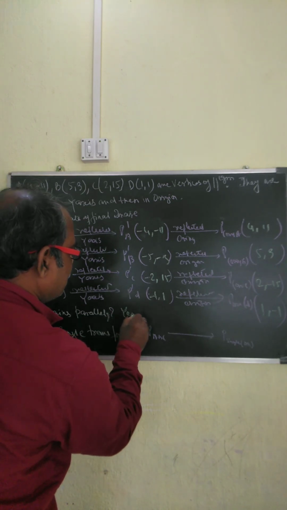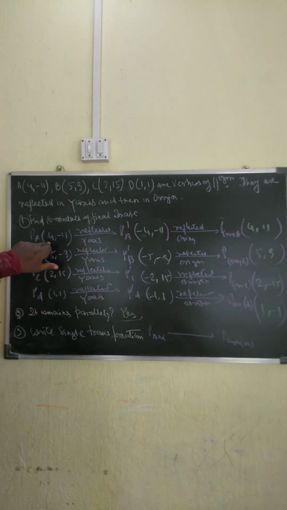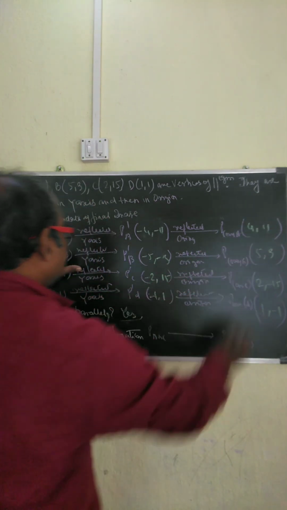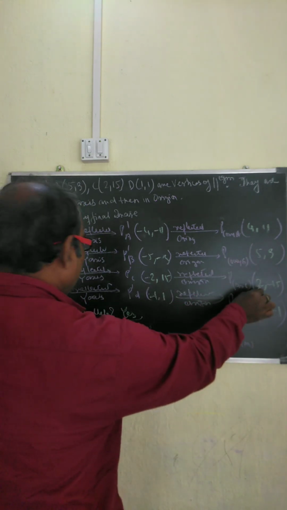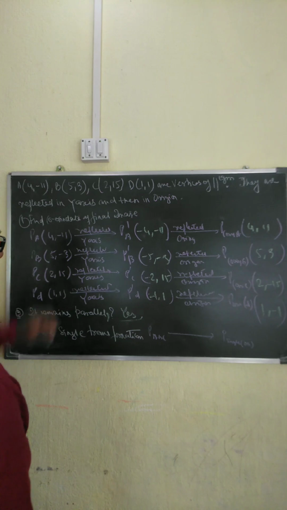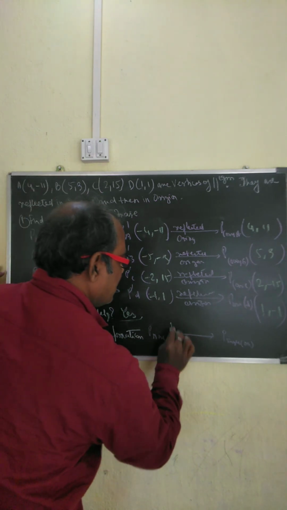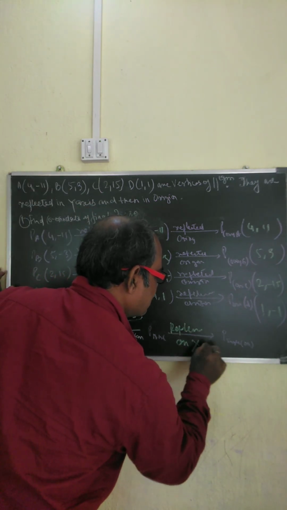Yes, it remains a parallelogram. Then we write down the single transformation. See here, it is 4, same, no change. Minus 11, plus 11, it changes. 5, 5, again no change. 2, 2, no change. 1, 1, no change. But all the y ordinates change. Hence, the single transformation is reflection on the x-axis.